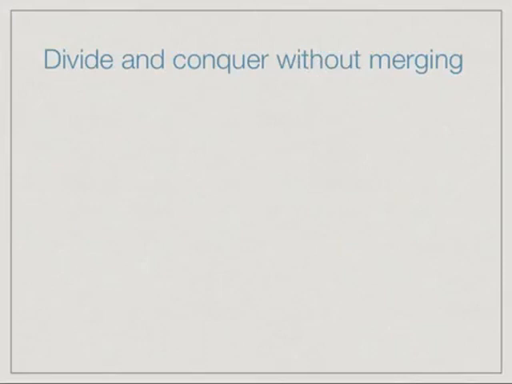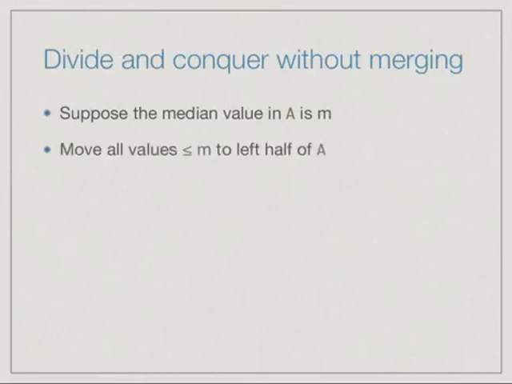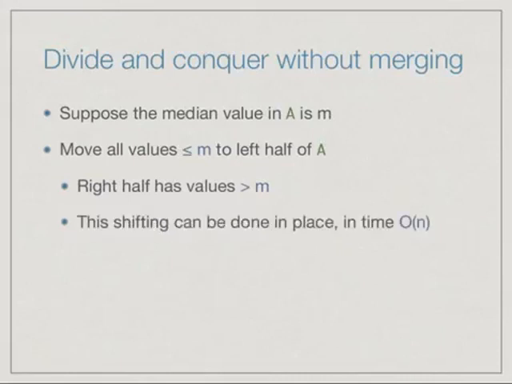So how would we do divide and conquer without merging? Assume that we knew the median value. Remember, the median value in a set is the value such that half the elements are smaller and half are bigger. We could move all the values smaller than the median to the left half and all of those bigger than the median to the right half. As we will see, this can be done without creating a new array, in time proportional to the length of the list.